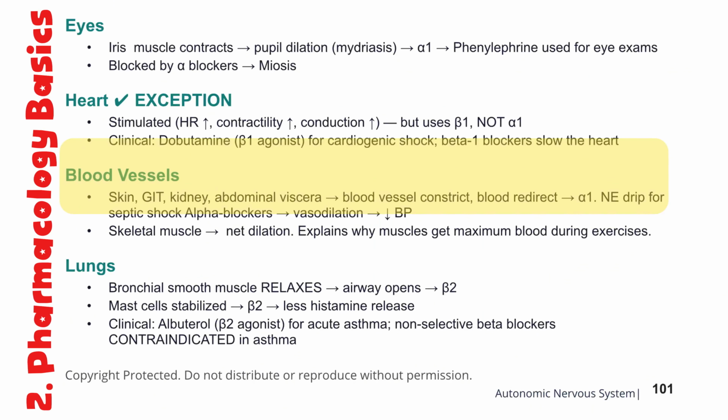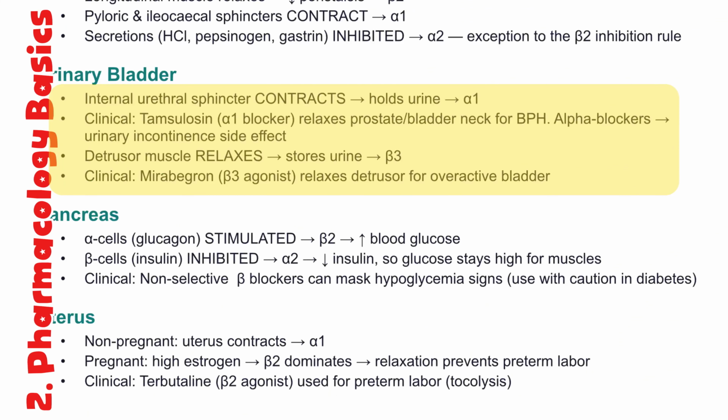A few organ-specific effects map directly to real drugs. In the eye, alpha-1 stimulation dilates the pupil. That's why phenylephrine is used before an eye exam. In the bladder, alpha-1 contracts the internal sphincter to hold urine, which is why tamsulosin, an alpha-1 blocker, relaxes the bladder neck for BPH. But it also explains the urinary incontinence that can follow.